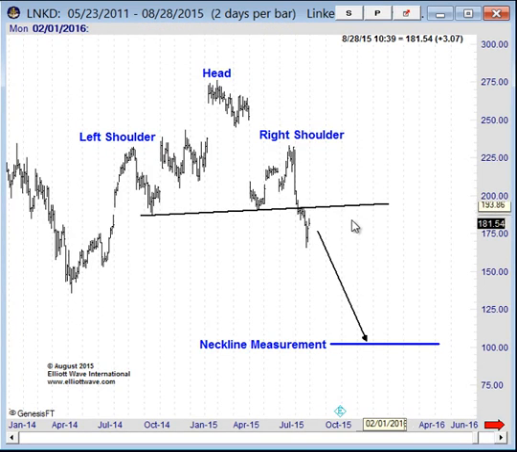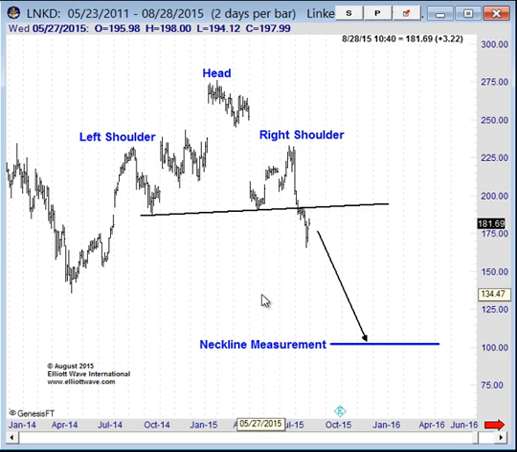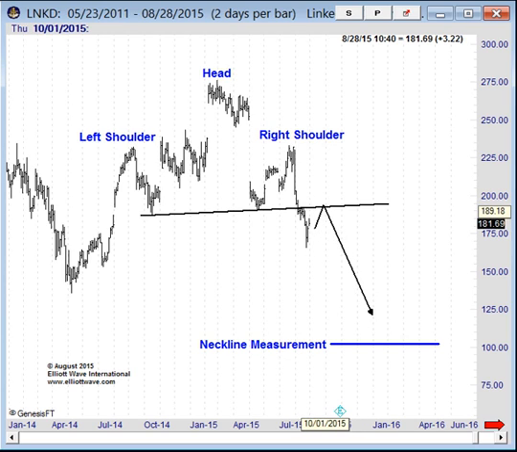And many times when you penetrate a neckline, you'll see a small counter trend move back up to test the underside of it. This is referred to as a pullback. Sometimes that may occur once or even twice, sometimes three times prior to the big break. My advice on that type of situation is the pullback occurs 50-50. What I mean by that is sometimes you'll see prices test the underside of the neckline, like I'm anticipating here in LinkedIn, and then we'll see further decline to the downside.